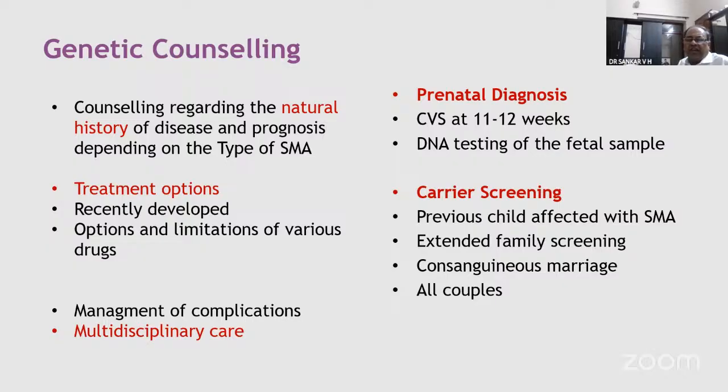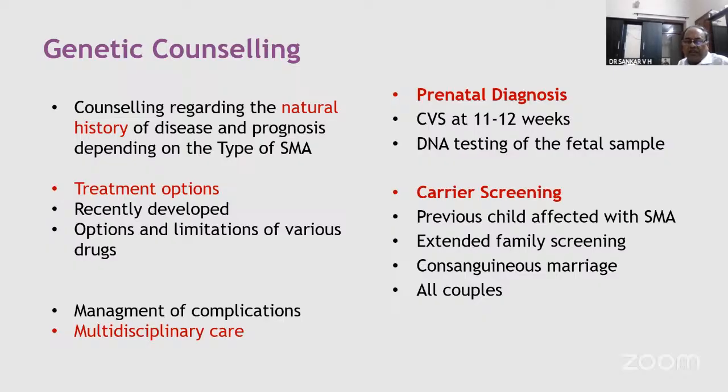Before that, carrier screening we can do in the case of a previous affected child, extended family screening, or consanguineous marriage, and nowadays we are doing it in a general way. Most of the couples also come to the genetic clinic. I am not saying that it's a universal screening. If somebody comes to the genetic clinic for counseling because they are consanguineous or have a previous child with some disease, we look for that disease, and we look at SMA also because, as already discussed, the carrier rate is very, very high. It is 1 in 50. So anybody has a high chance of being a carrier for SMA.